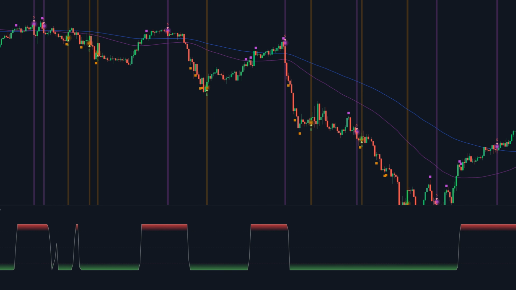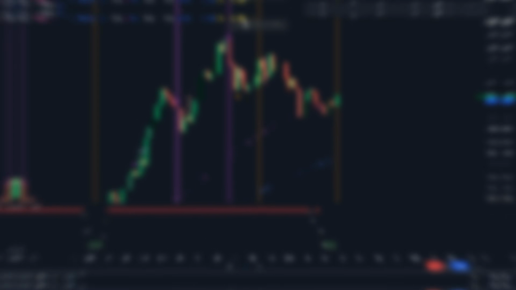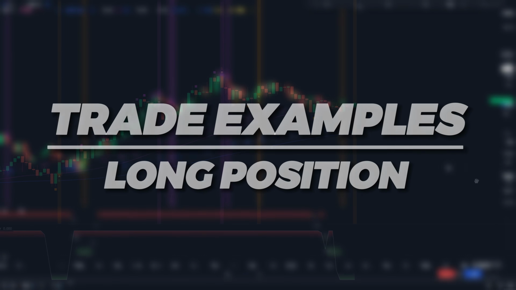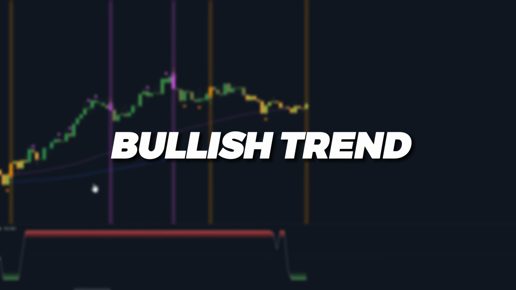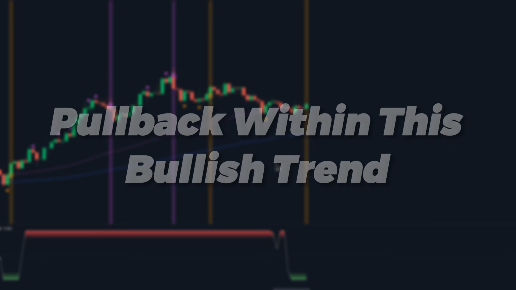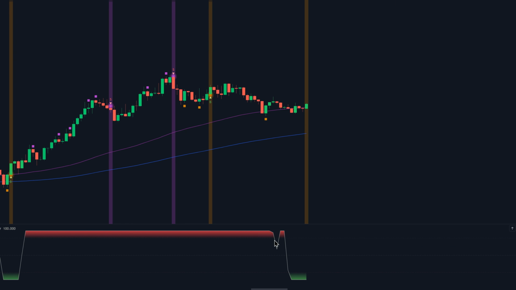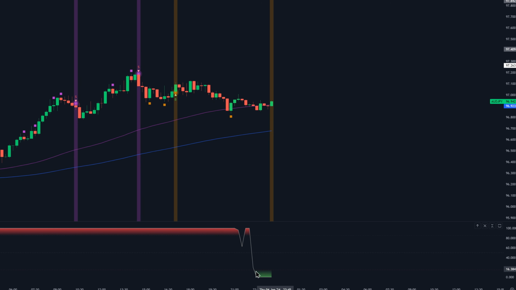Now, let's go over the entry conditions for taking long and short positions using these two indicators. For a long position, the first condition is to identify that the market is in a bullish trend. For that, we're going to be using the ultimate buy and sell indicator. We need this blue moving average to be below the purple moving average to indicate that the market is bullish. The second condition is to identify a pullback within this bullish trend. For that, we're going to be using the Hybrid EMA indicator. We need this oscillator to go under the 15 level and change its color to green. This indicates a market pullback.